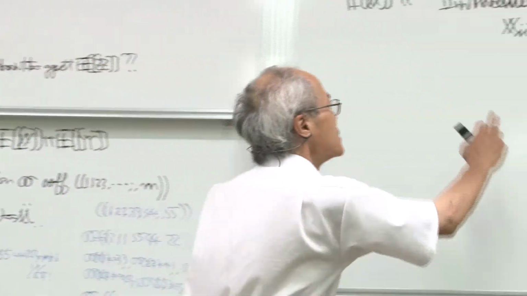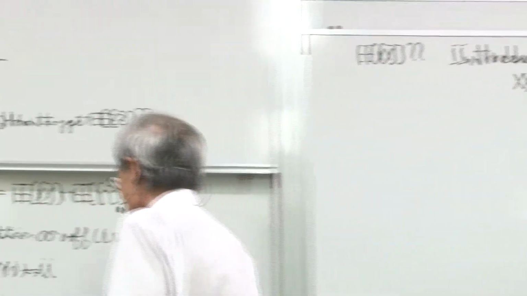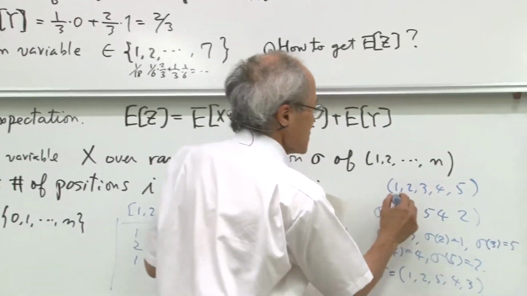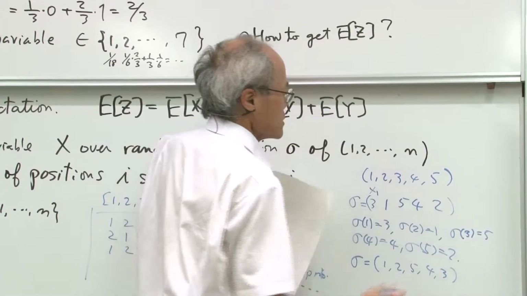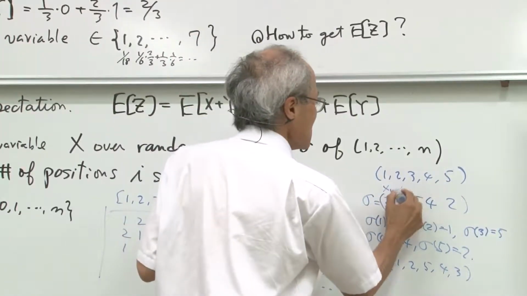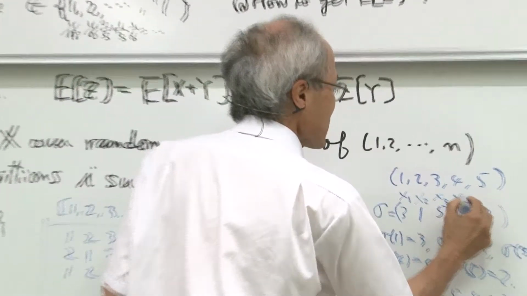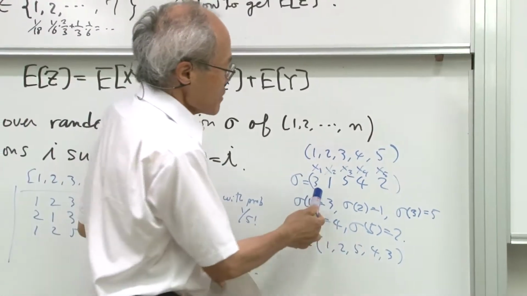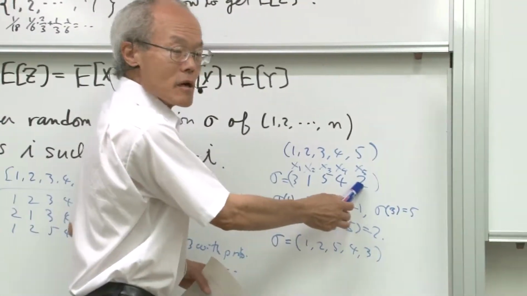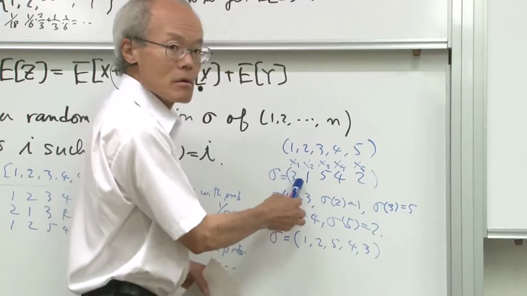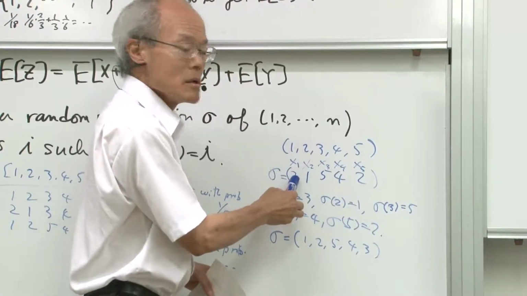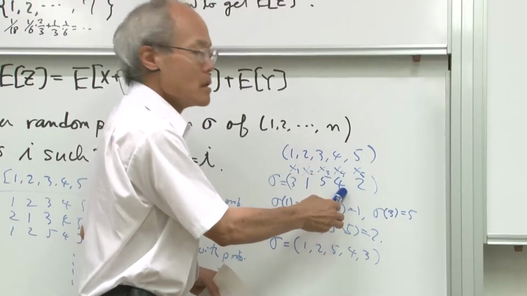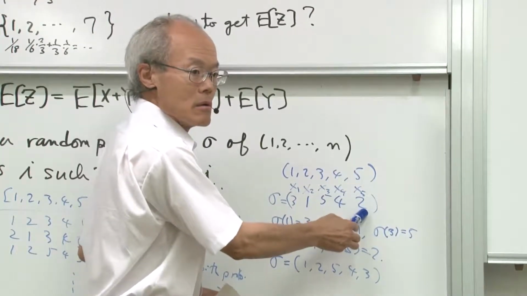X sub i, meaning, now x sub 1 is here. X sub 1, x sub 2, x sub 3, x sub 4, x sub 5. Okay. So for example, for this sigma, x sub 1 is equal to 0 because different. X sub 2 is 0. X sub 3 is 0. X sub 4 is 1. X sub 5 is 0. Okay?